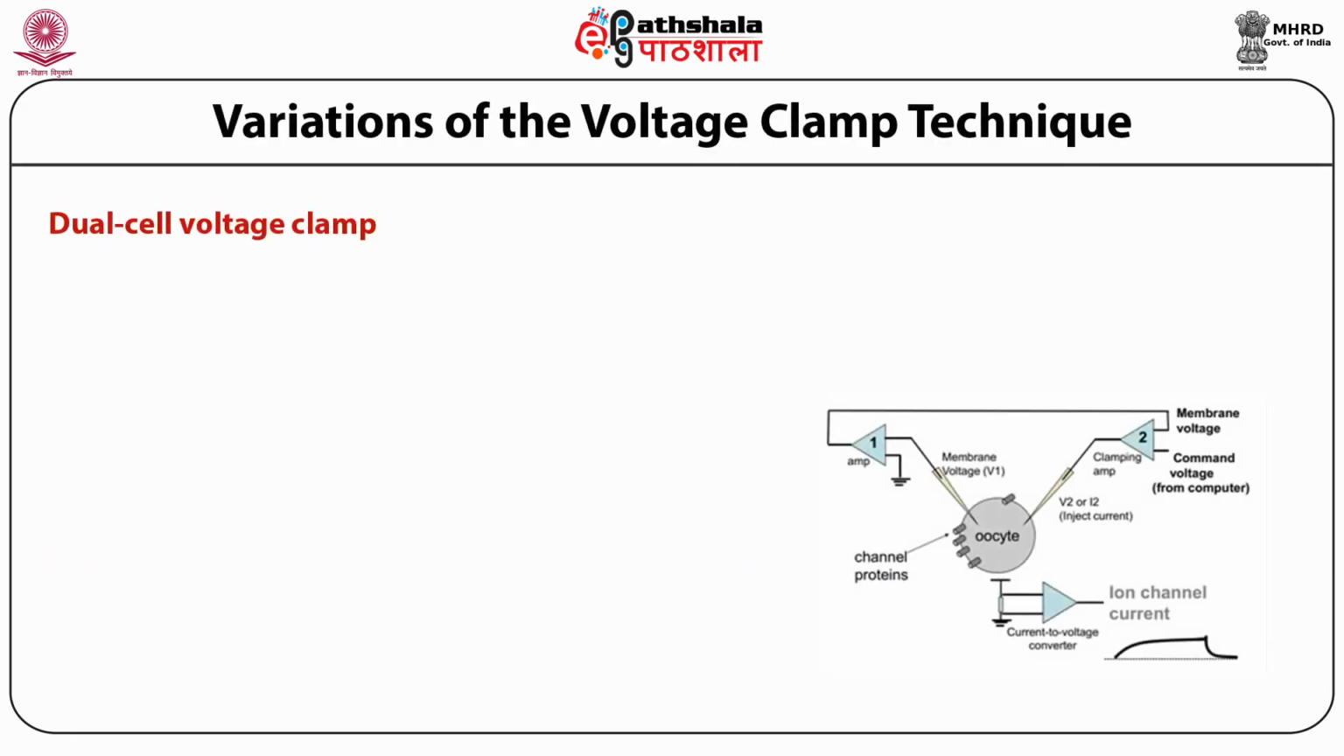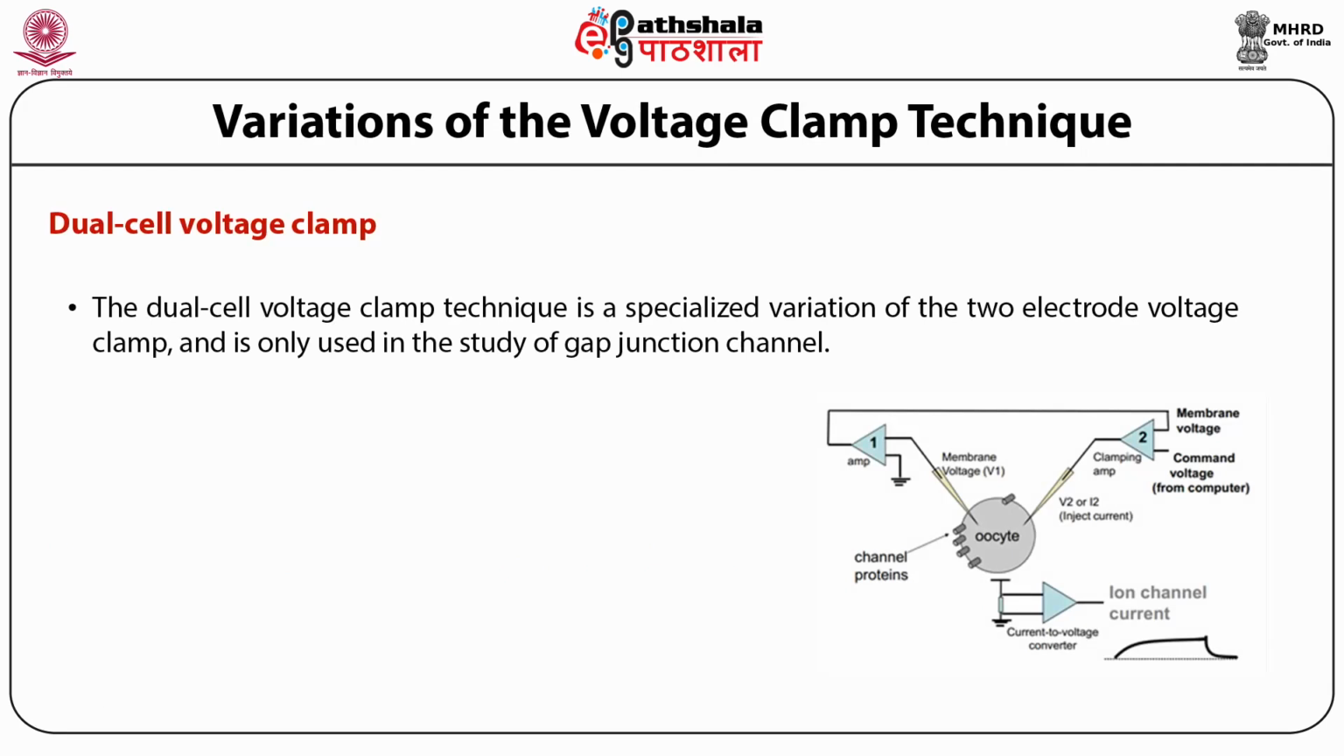Dual cell voltage clamp. The dual cell voltage clamp technique is a specialized variation of the 2-electrode voltage clamp and is only used in the study of gap junction channels.